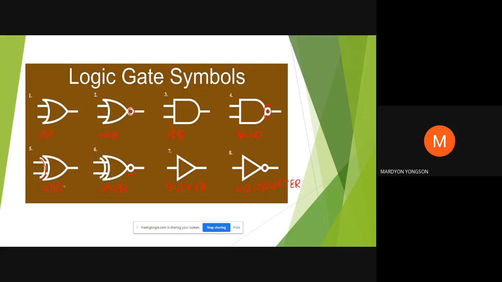And then for number 5, XOR or exclusive OR. Then for number 6, we have XNOR. And then for 7, buffer. Then for 8, you have the NOT gate or inverter.